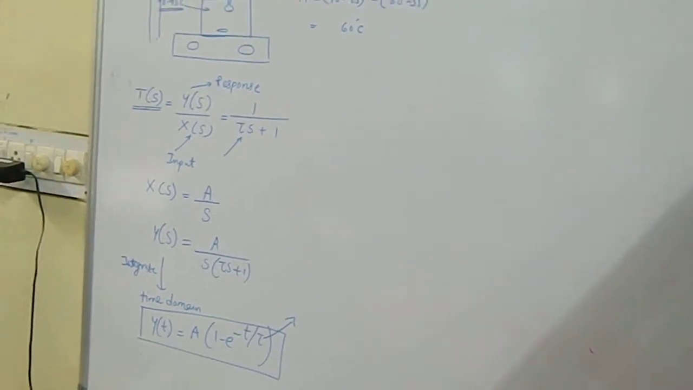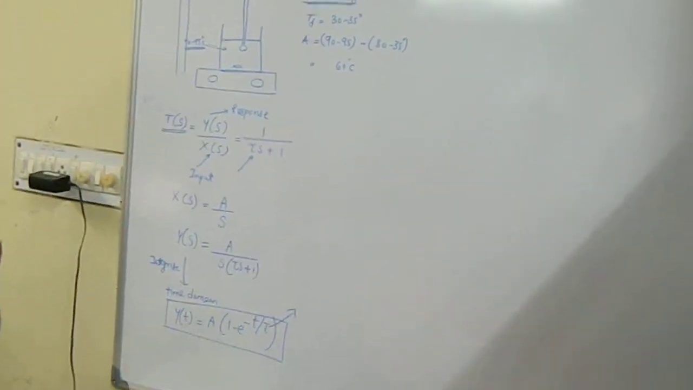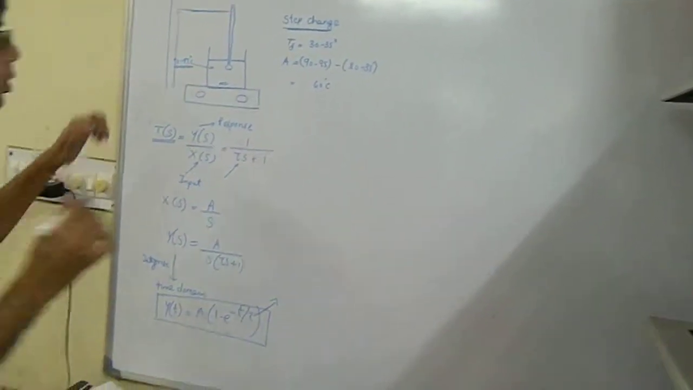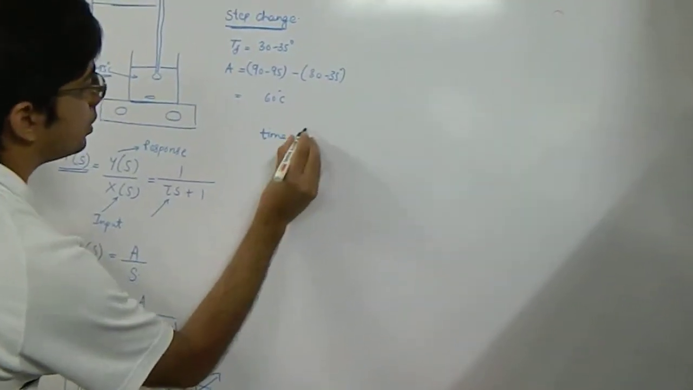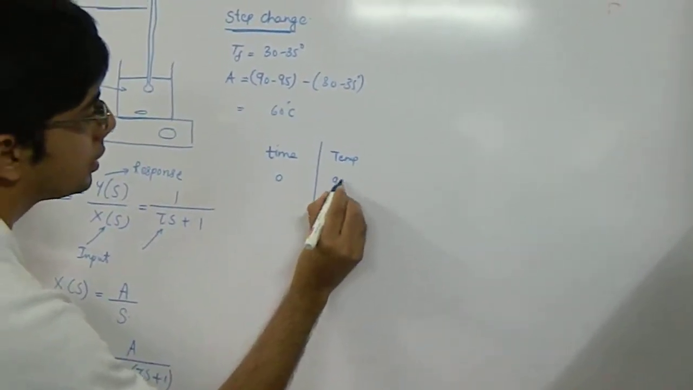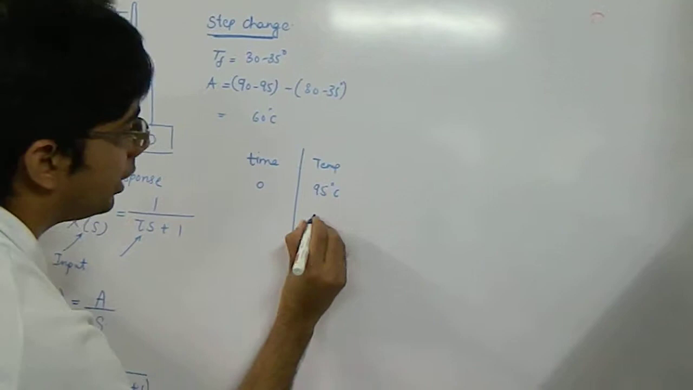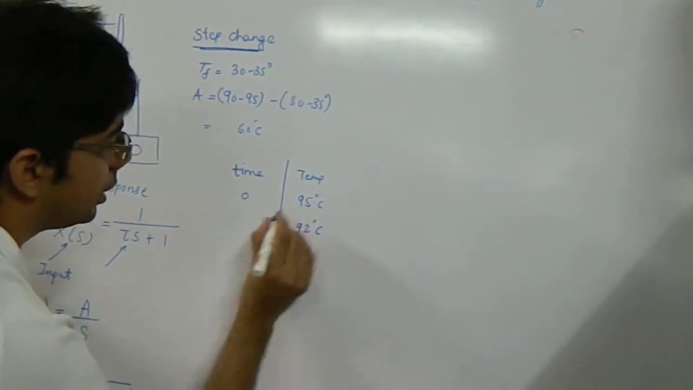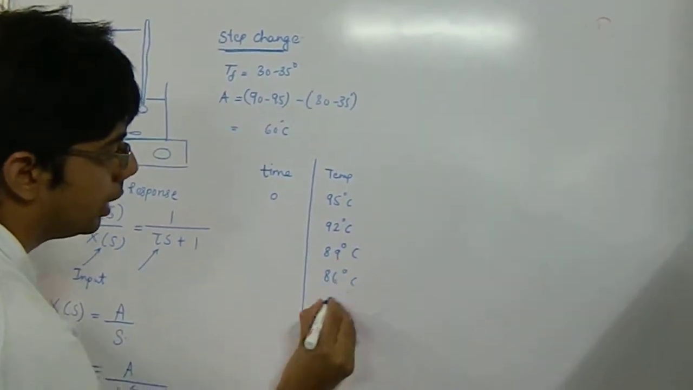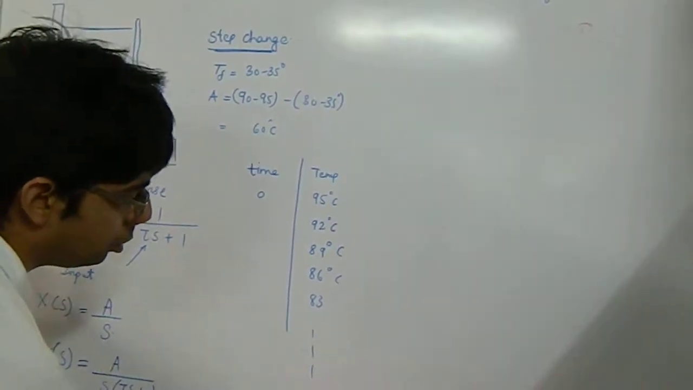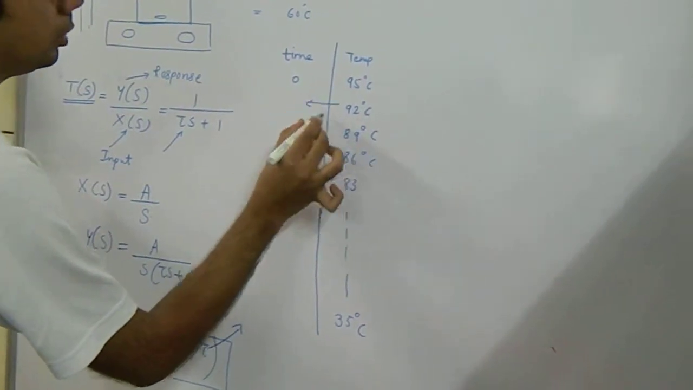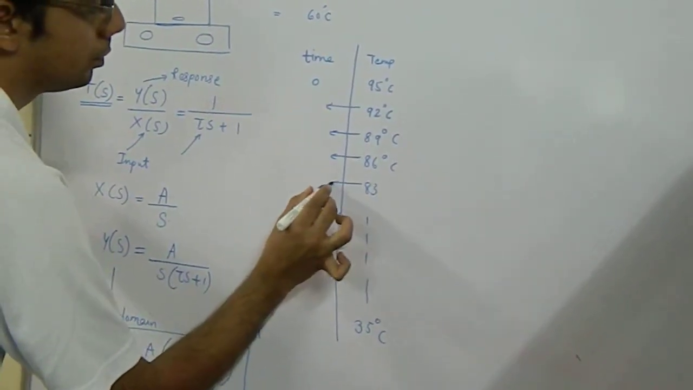In the simple experiment, after exposing it to the atmosphere, you will take readings for every 2 or 3 degrees drop in temperature. So you just have to prepare a table like this. For example, at time t equal to 0, the temperature indicated is 95 degrees Celsius. Let's find out the time required to reach 92 degrees Celsius. Then the corresponding time for 89, 86, 83, in a similar manner till you reach another steady state, say around 35 degrees Celsius. You have to note down the time for each temperature.